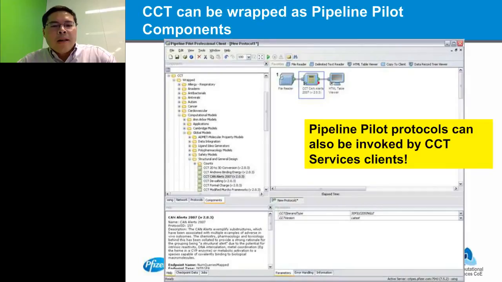I just want to highlight one way CCT interacts with commercial applications, in this case Pipeline Pilot. CCT protocols can be wrapped as Pipeline Pilot components. Look carefully here. This is a structural alerts filter that appears as a widget, which can be strung together in a Pipeline Pilot protocol. Entire protocols can also be invoked by CCT applications that are CCT-aware and can run these Pipeline Pilot jobs through CCT.